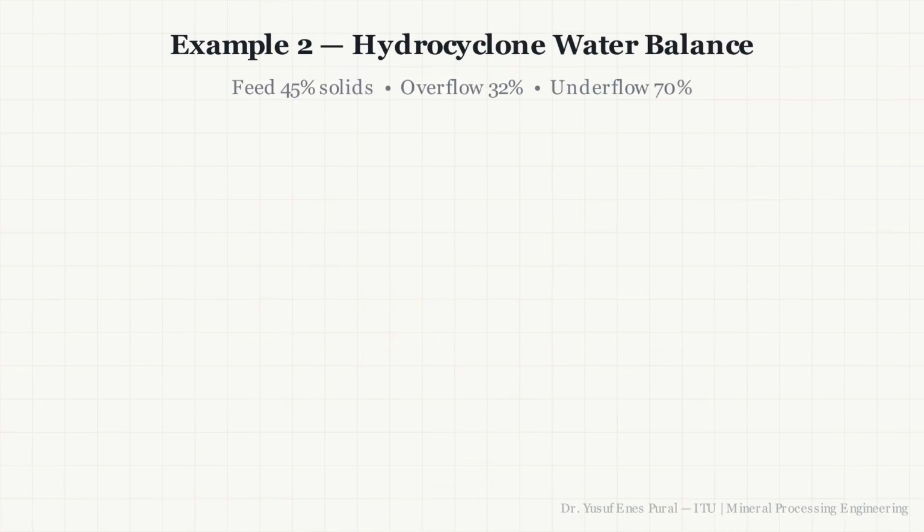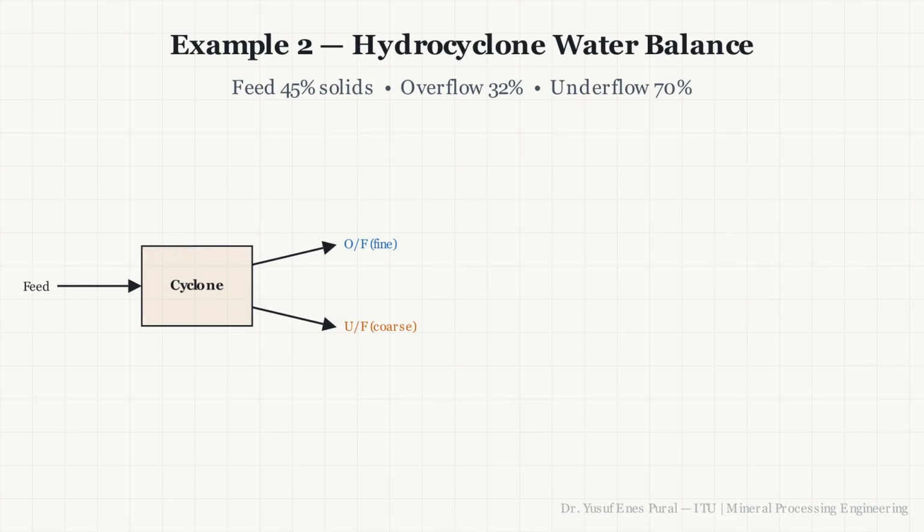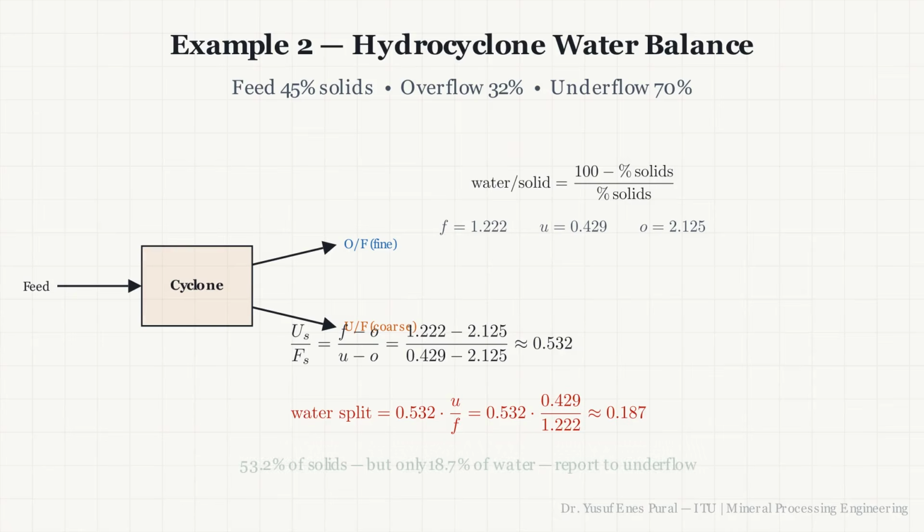The same formula works for water. A hydrocyclone fed at 45% solids, overflow at 32, underflow at 70. The trick, we don't use percent solids directly. We convert to water to solid ratio first, then it's the exact same yield formula. The result is striking. 53% of the solids go to the underflow, but only 19% of the water. That's exactly what a cyclone is for.